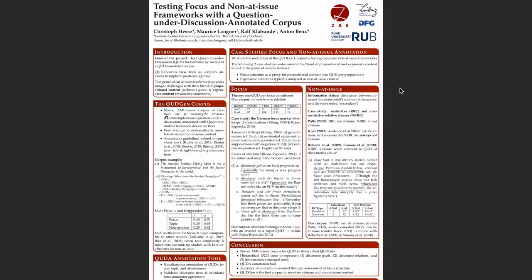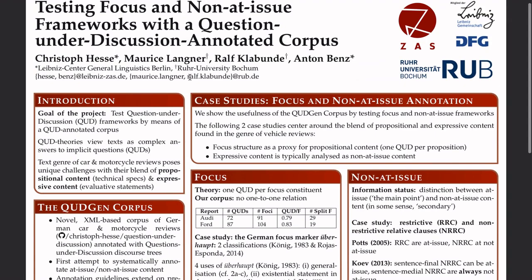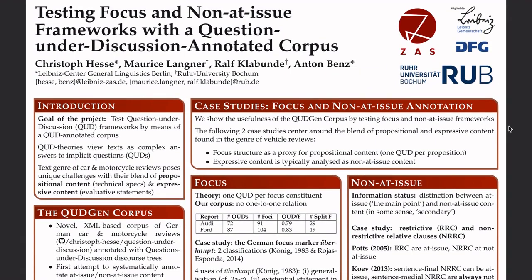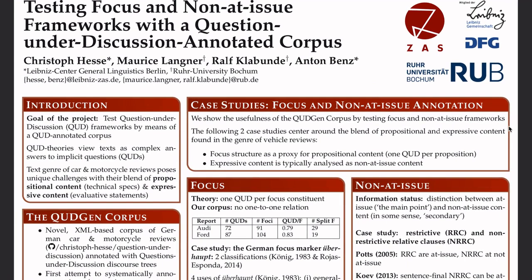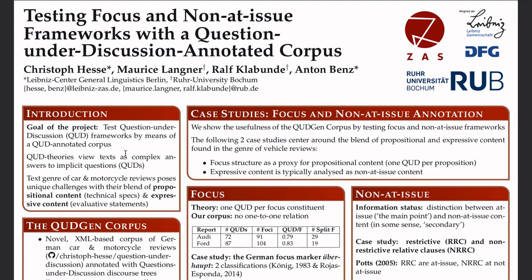This is joint work with Maurice Langner and Ralf Klabunde from the University of Bochum and Anton Benz from ZAS Berlin. The goal of this project is to test question under discussion frameworks by means of a QUD annotated corpus. QUD theories view texts as complex answers to implicit questions, aka QUDs, and the particular text genre we're looking at in this corpus is the genre of car and motorcycle reviews, which poses a unique challenge with their blend of propositional content in the form of technical specifications and expressive content for the evaluative statements.